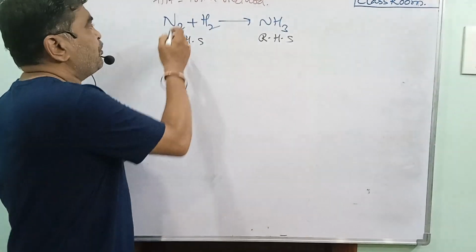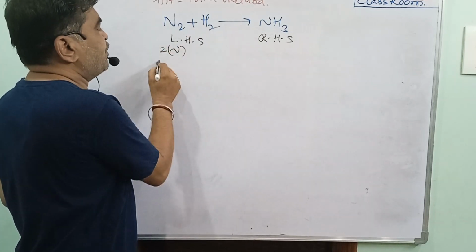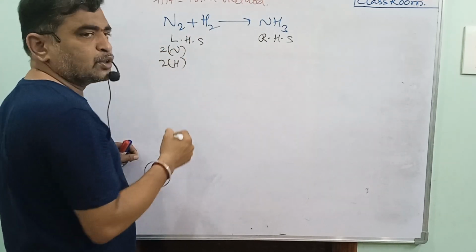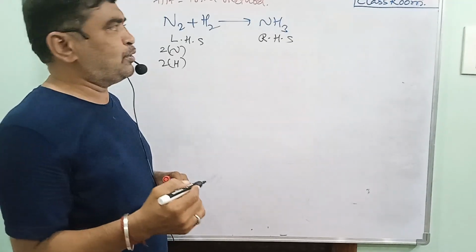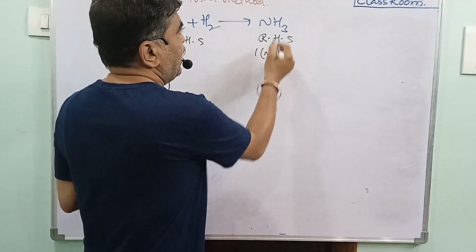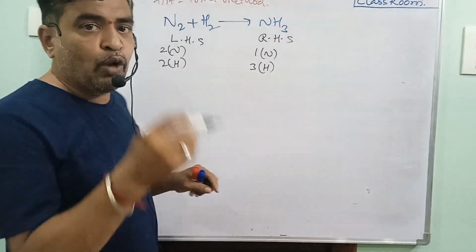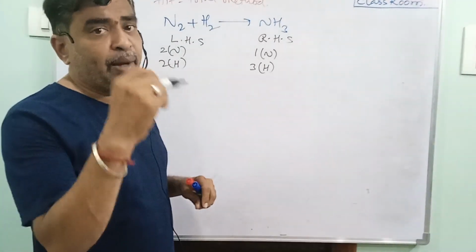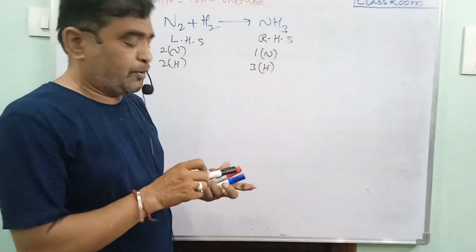So what is the first step? You see, on the left hand side you have two nitrogens and two hydrogens, and on the right hand side you have only one nitrogen and three hydrogens. What we said already, one by one we balance. So automatically you will get the balanced equation.